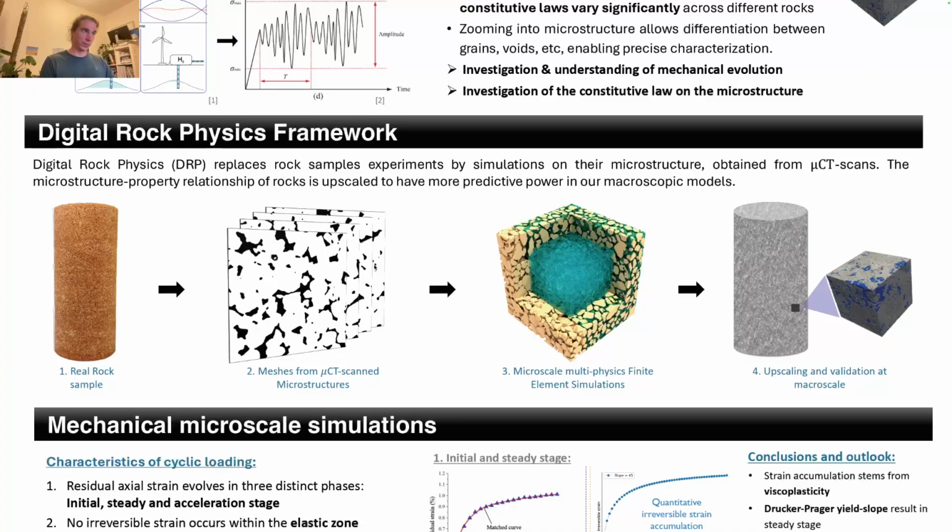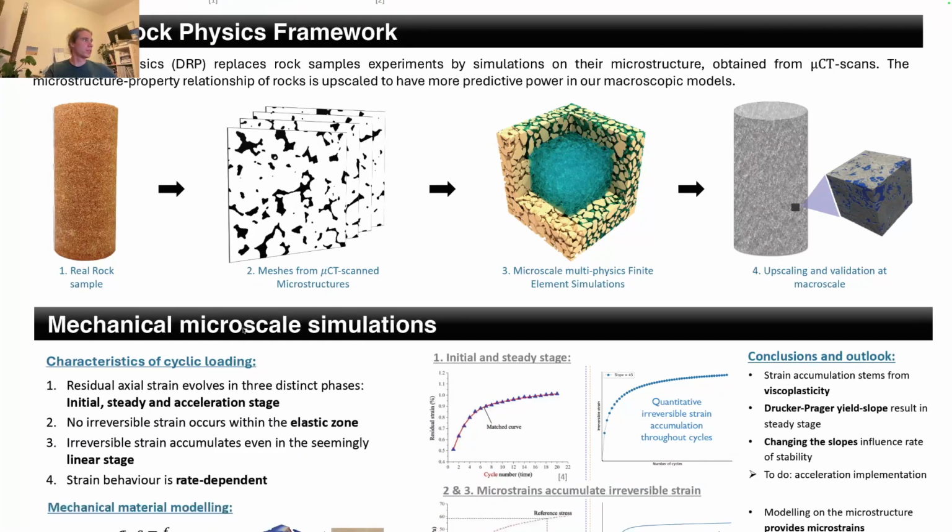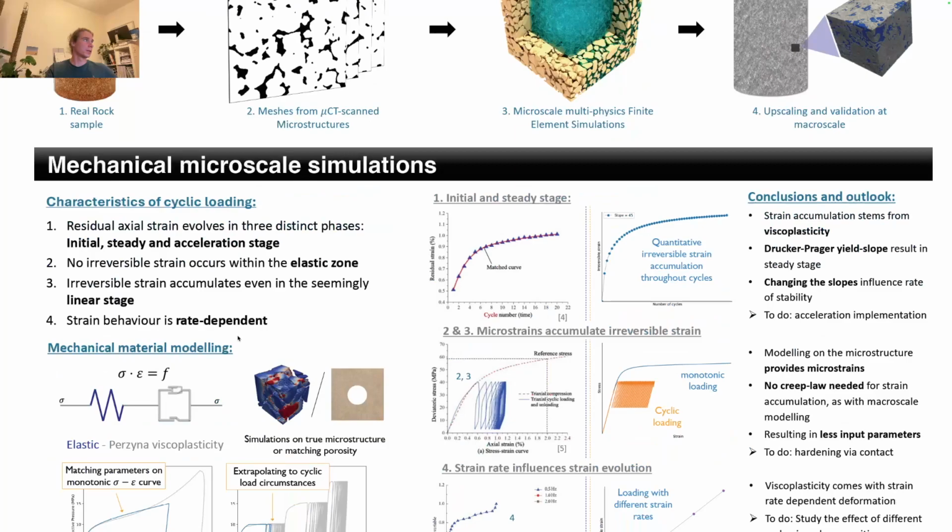And from there, we try to validate what's going on within our simulations to the microscale. And for the modeling of the cyclic loads, we need to look at a couple of key characteristics of cyclic loading. At first, we can distinguish 3 different phases. In the first cycles, we find a rapid increase of irreversible strain, as you can see in this graph.